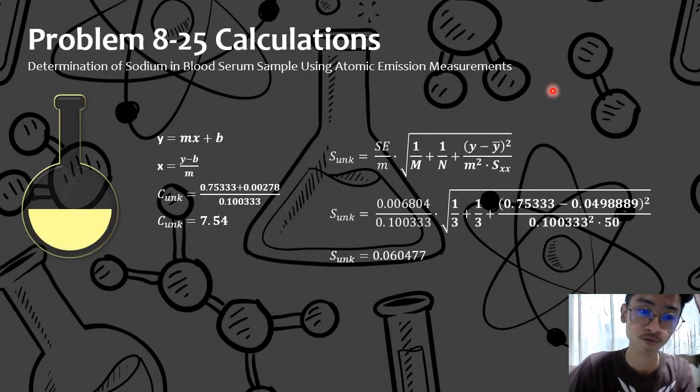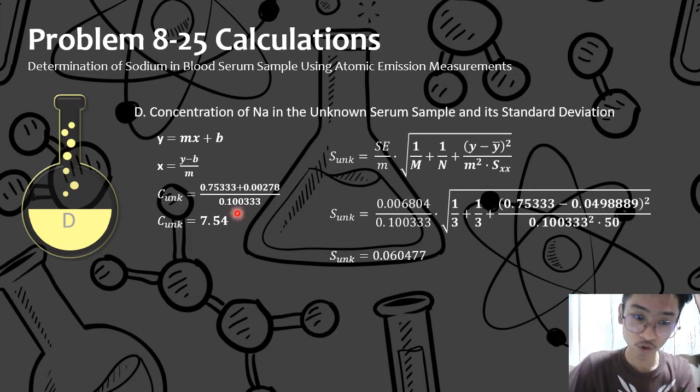For the last part of the calculations for the second problem, we substituted the mean of the emission intensities for the sample, the intercept, and the slope into the least squares equation to find the concentration of the unknown, and arrive at a concentration of 7.54. For the standard deviation, we use the formula in the least squares method and arrive at a standard deviation of the unknown of 0.060477.